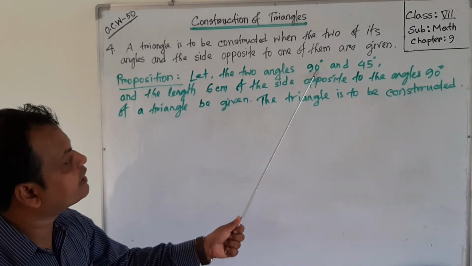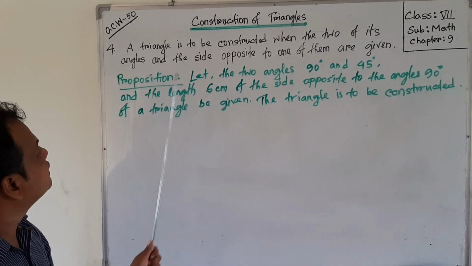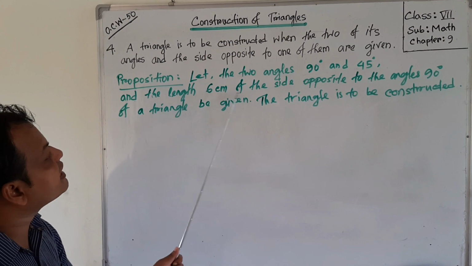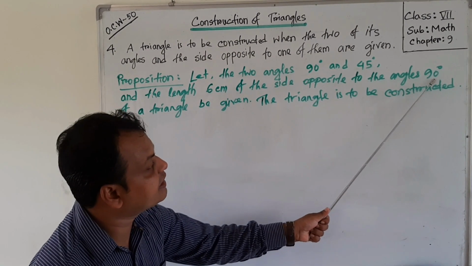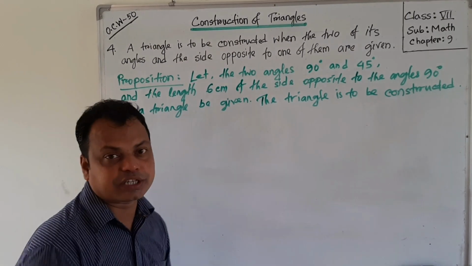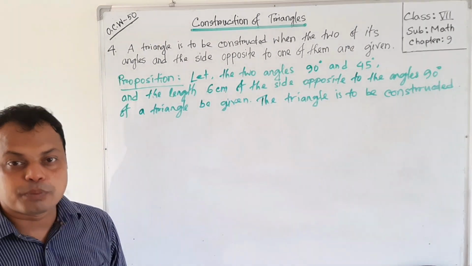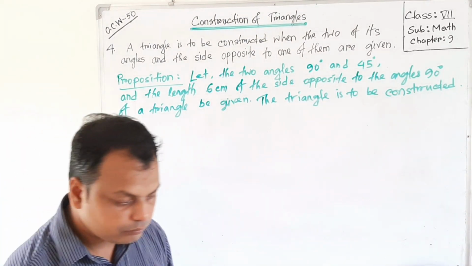Proposition: let the two angles, one will be 90 degrees and another one will be 45 degrees. And the side, the length 6 cm of the side, which will be opposite to the angle 90 degrees of a triangle, be given. The triangle is to be constructed. So this is the proposition part. Now all of you start drawing.